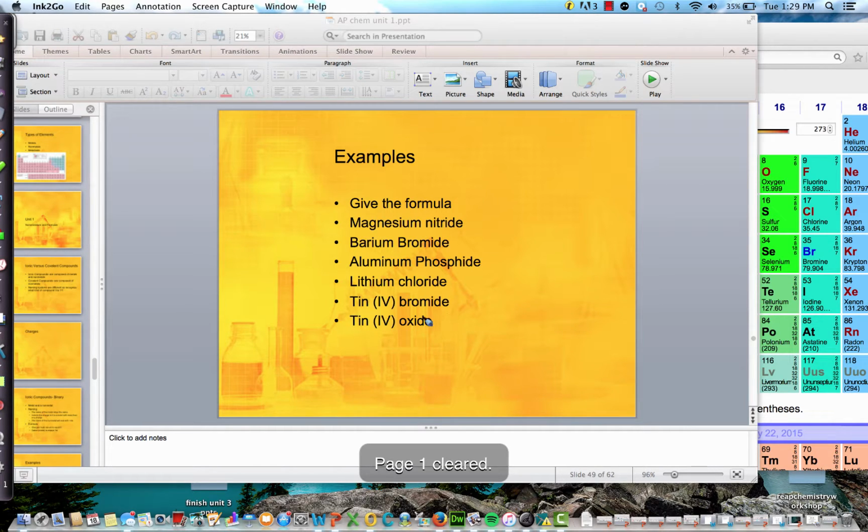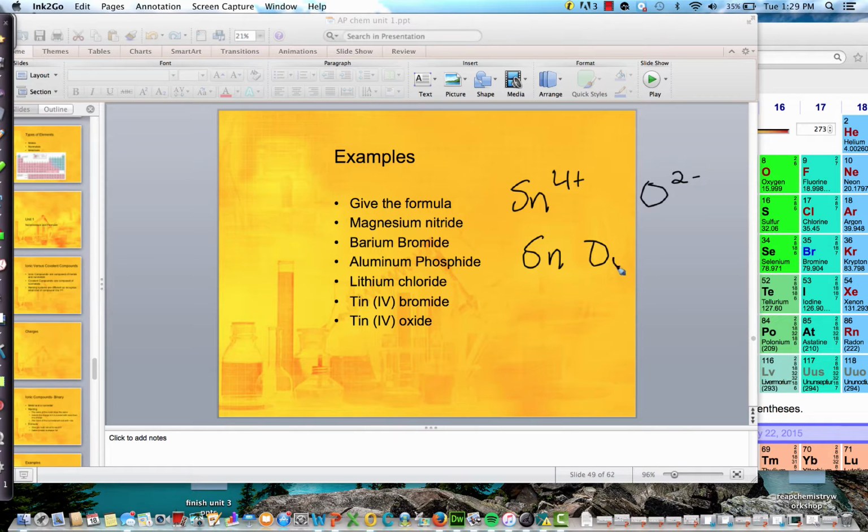All right, so the next one, tin(IV) oxide. All right, so tin has a charge of 4, I told you. Oxygen has a charge of -2. All right, so bring the metal down, bring the oxygen down. Little 4 comes down here, little 2 comes down here.